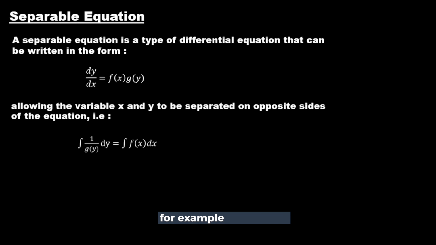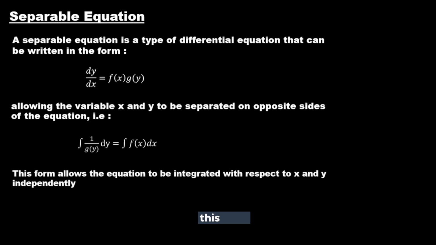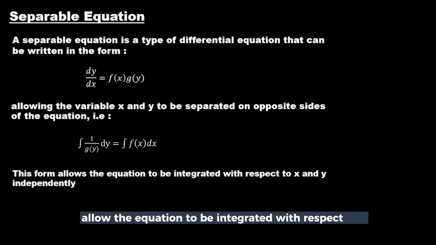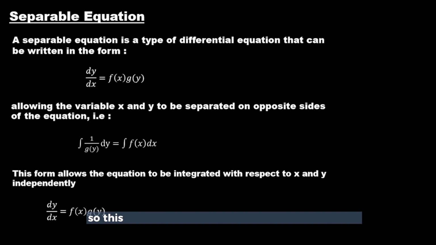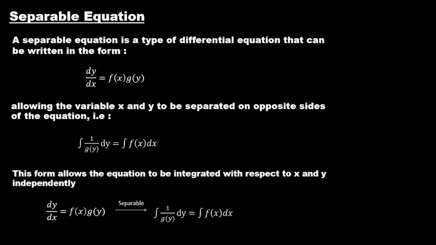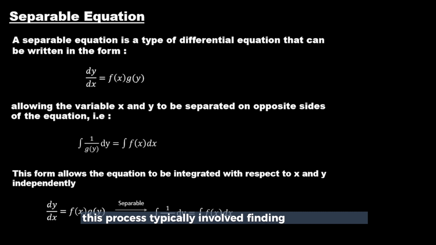For example, the integral of 1 over g(y) dy equals the integral of f(x) dx. This form allows the equation to be integrated with respect to x and y independently. So this is how we can solve a separable equation. This process typically involves finding antiderivatives, which allows you to solve for y in terms of x.